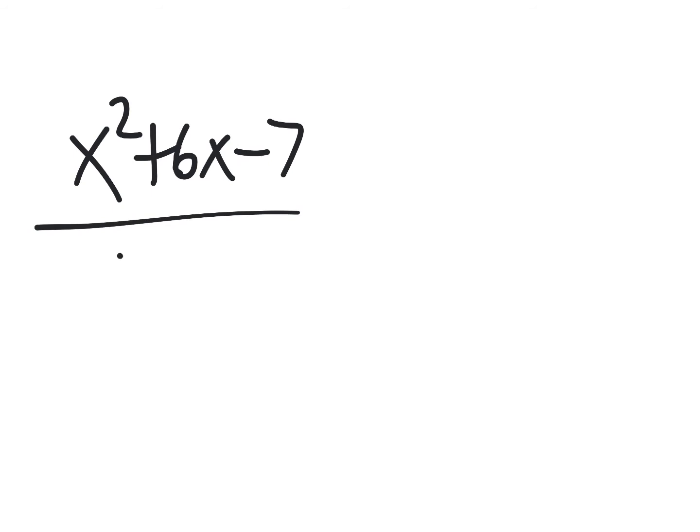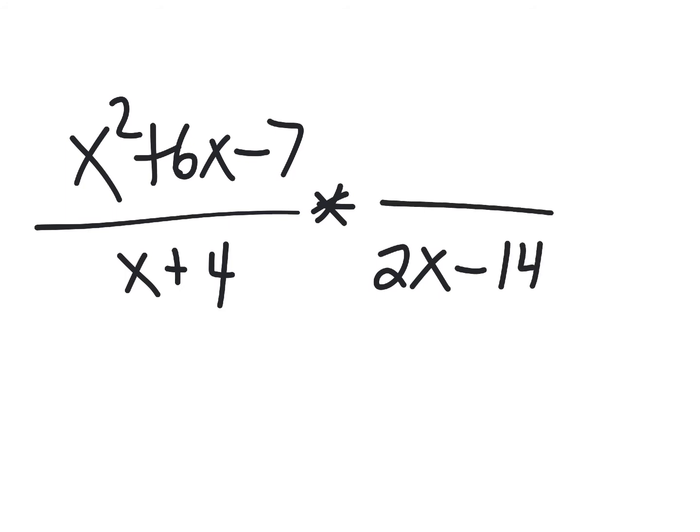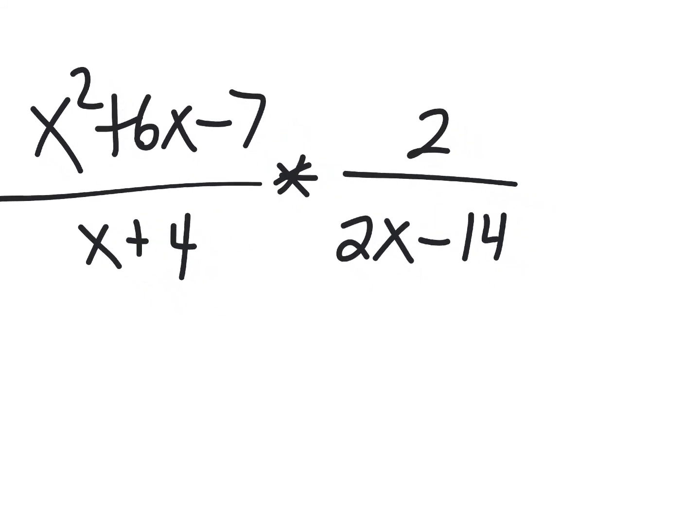Okay, so let's see if you could handle one. Imagine it's the test, and it goes like this. X squared plus 6x minus 7 over x plus 4 times 2 on the top and 2x minus 14 on the bottom. Could you just multiply it all out? Yeah, but you'd have so much reducing to do that it would be a really bad idea. So my advice is if we can factor it, you should.